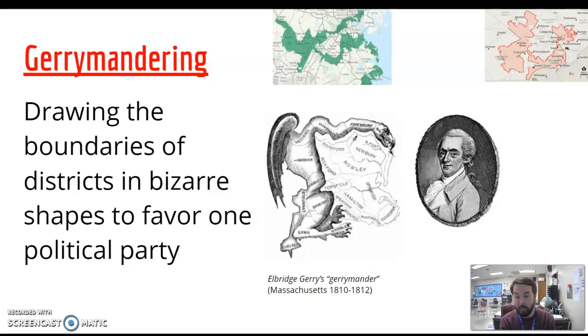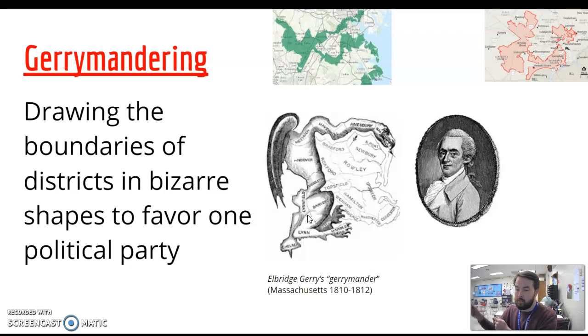The reason it's called gerrymandering, long story short, back in the 1800s, there was a representative named Elbridge Gerry, and he did this, and they made this political cartoon based off this funky district that was drawn in his state, and they called it a gerrymander because it looked like a salamander.